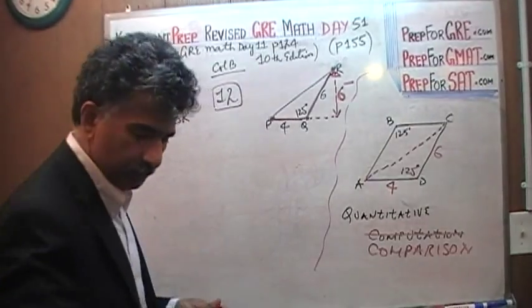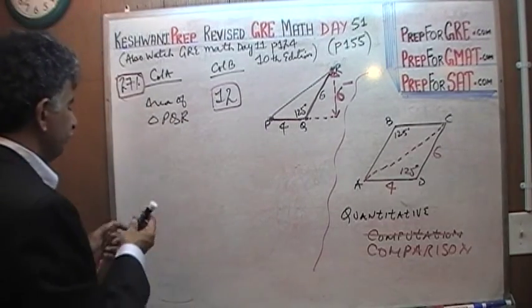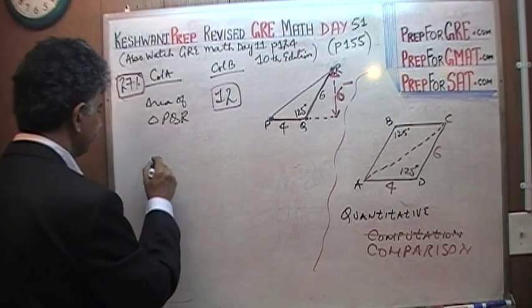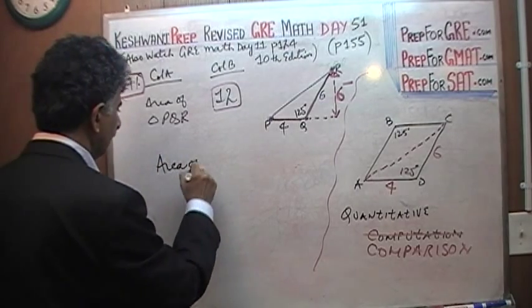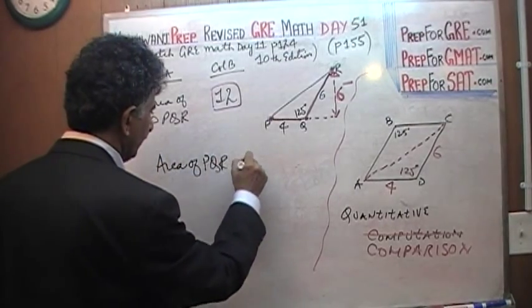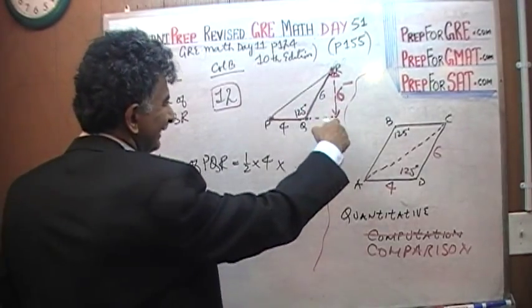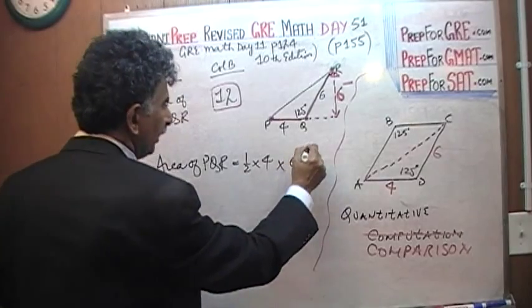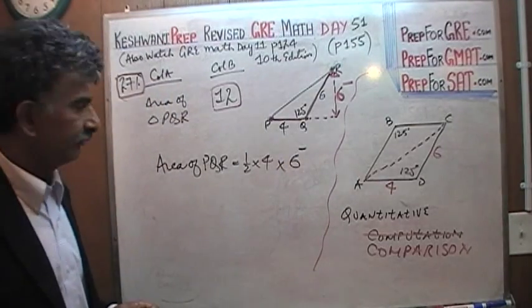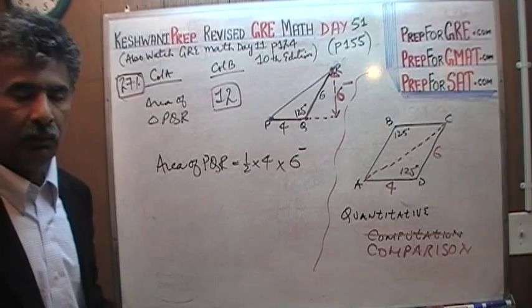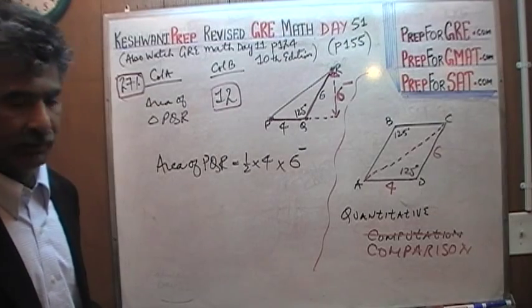Therefore, the area of PQR is 1/2 base, which is 4, times height, which is something less than 6. We do not know what it is. We do not care to know what it is. We are not interested in knowing this. All we are interested in knowing is the fact that it is less than 6, whatever it is.